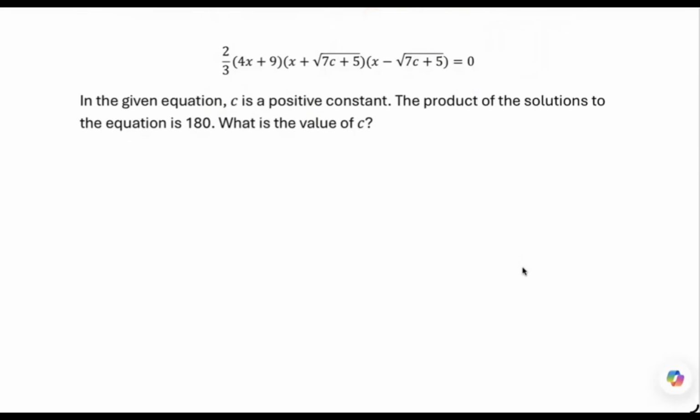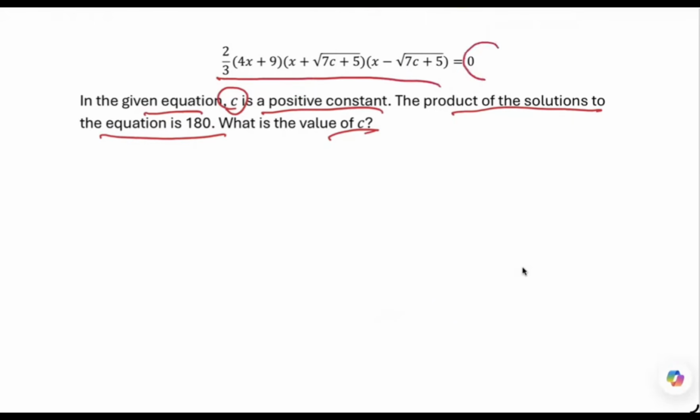This is another question. Most people will try to use Desmos. Look, it's a waste of time. I will show you how you can save a minute with this question. It said, in the given equation, C is a positive constant. The product of the solutions to the equation is 180. What is C? Look at the question carefully. Before you even start solving the question, look at it. They say all of this is equal to 0.